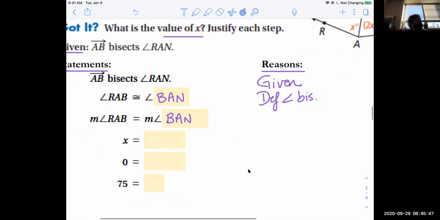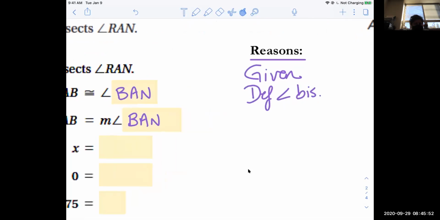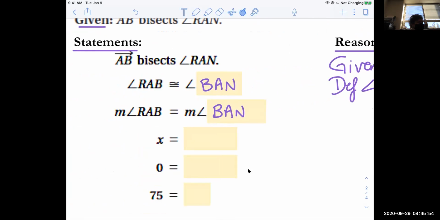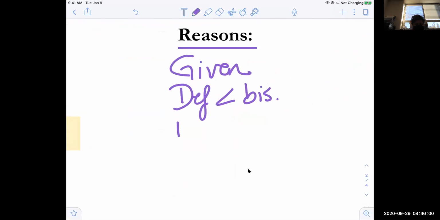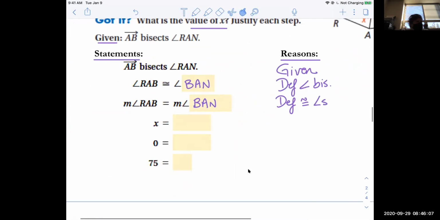Okay, the measure of angle RAB is equal to the measure of angle BAN. What is that? That is the definition of congruence. Again, see how it looks really similar? It's really just kind of a notational change. That's because congruent means the measures are equal. That is definition of congruence. You can say congruent angles, you can just say congruence. I probably usually just write definition of congruence.